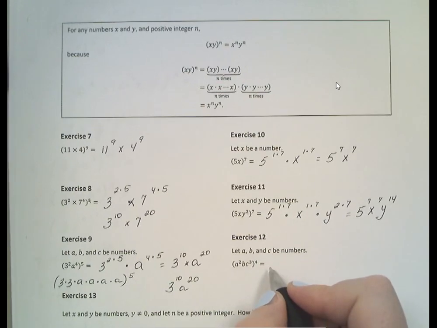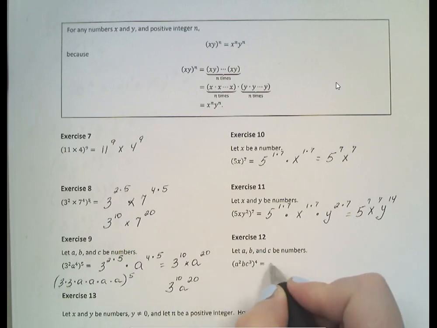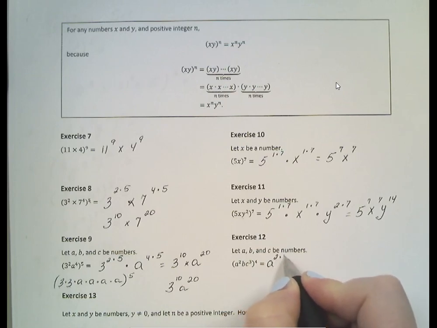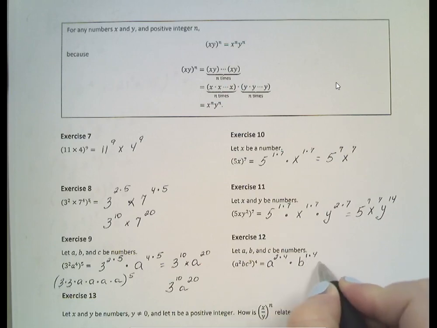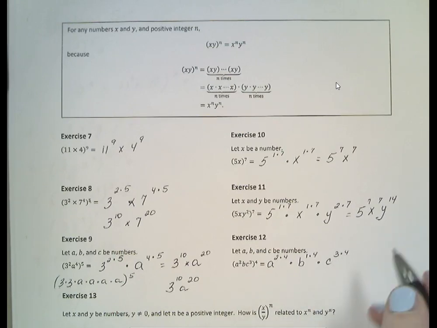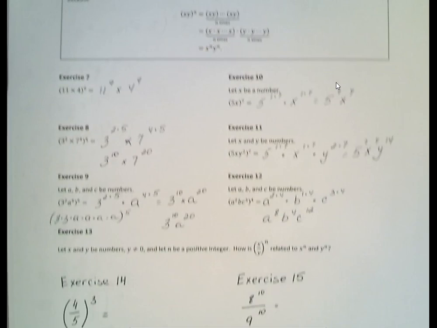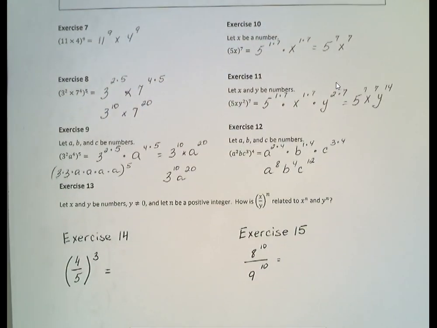Okay, and then exercise 12, same concept. 2 goes only as exponent to the a, so a to the second times the fourth, multiplied by b to the first times the fourth, multiplied by c to the third times the fourth. Okay, and we will get a to the 8th, b to the 4th, c to the 12th. Okay, I hope this makes sense, and we will continue working on problems like this throughout our next class anyways.